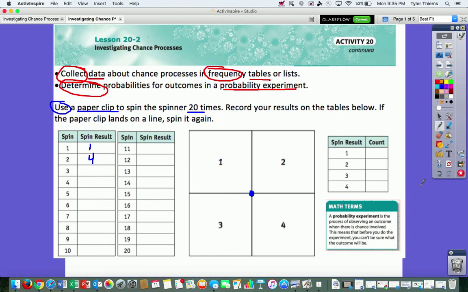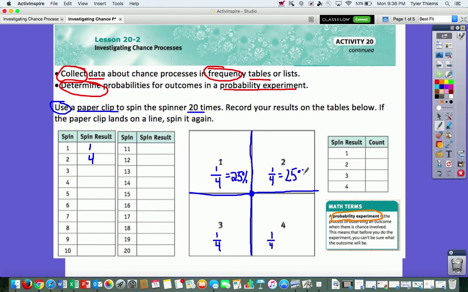Now look at this math term down here. This is what we call a probability experiment, which is the process of observing an outcome when there's chance involved. This means that before you do the experiment, you can't be sure what the outcome will be. Now we can take a good guess because if you look, this spinner is divided equally into 4 equal parts. So the number 1 has a 1 in 4 chance of landing. The number 2 also has a 1 in 4 chance of landing, and the number 3 has a 1 in 4 chance of landing. So each one has a 25% chance, theoretically, of landing on that number.